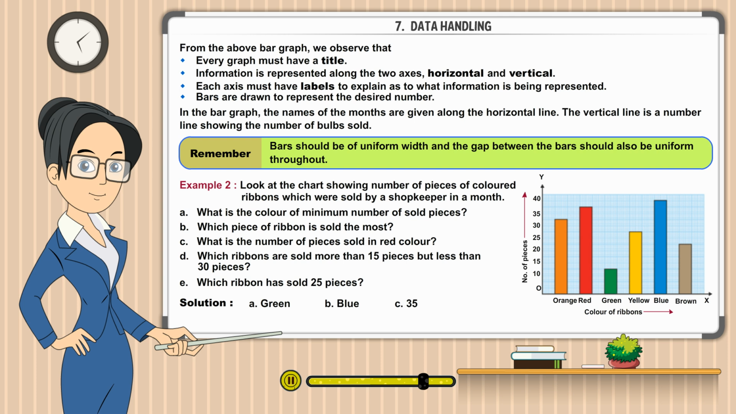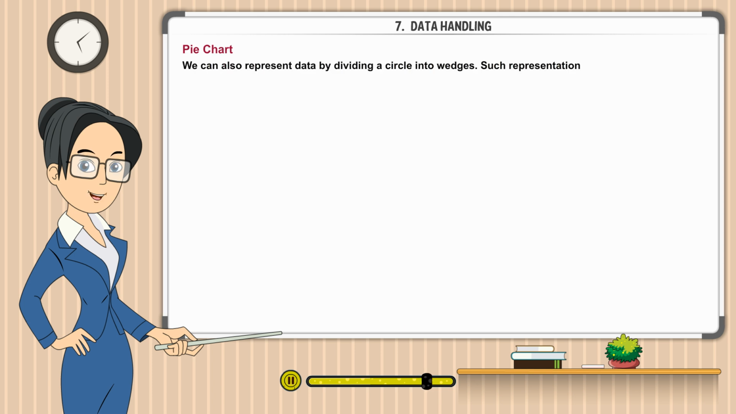Solution. A. Green. B. Blue. C. 35. D. Yellow and brown. E. Yellow. Pie chart. We can also represent data by dividing a circle into wedges.